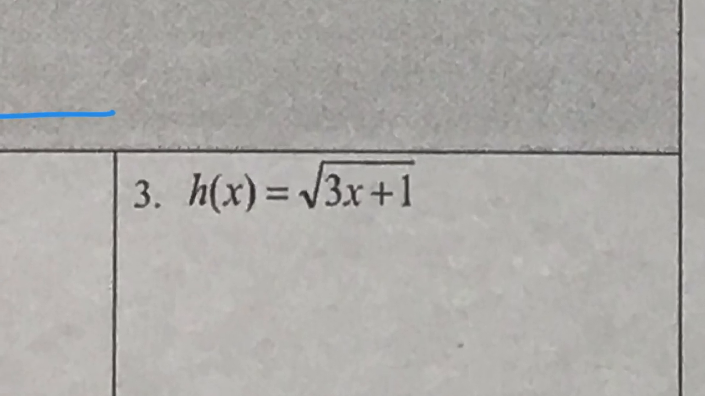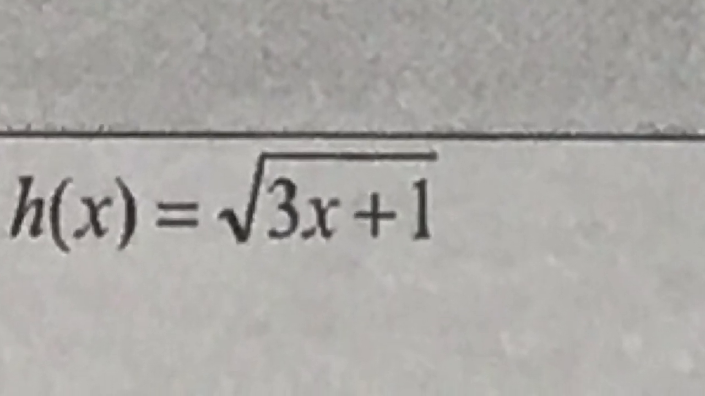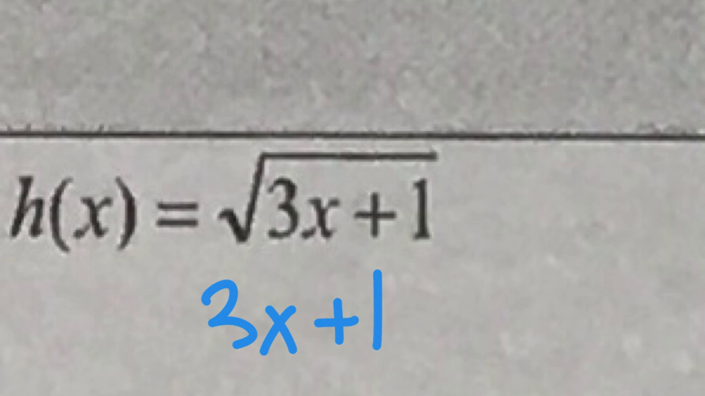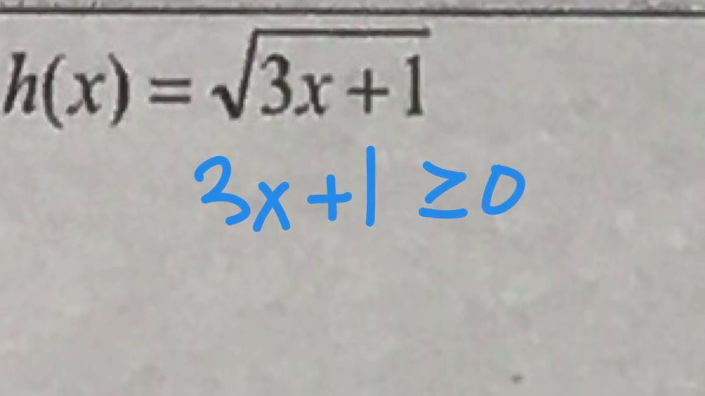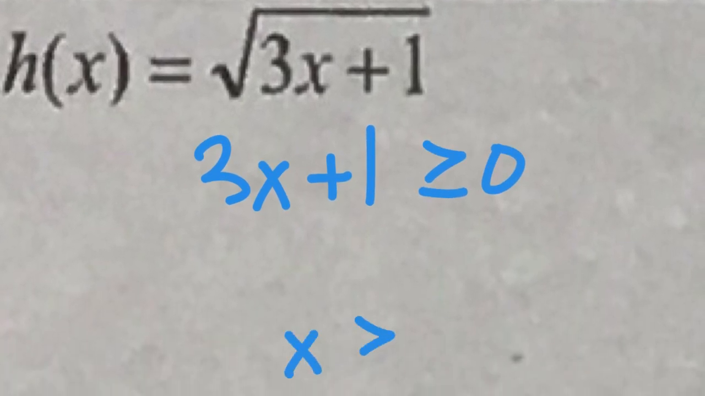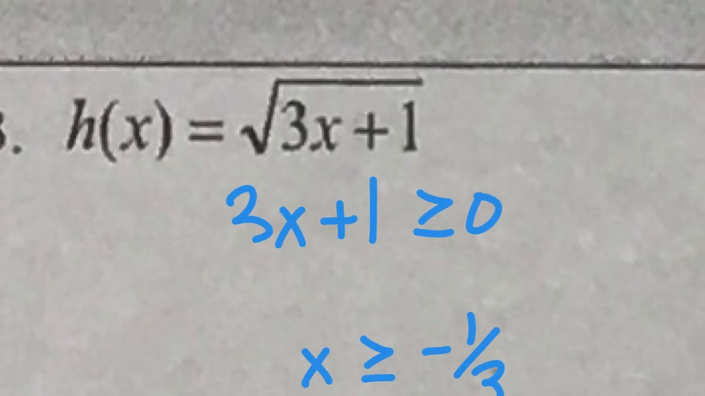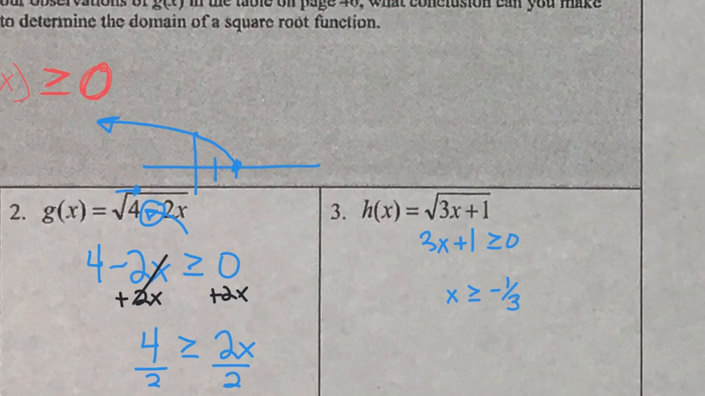And lastly, once again, you take your 3x plus 1, you set it greater than or equal to 0, and you do all of your wonderful math in order to solve this inequality down. So x has to be greater than or equal to negative 1/3. Okay?